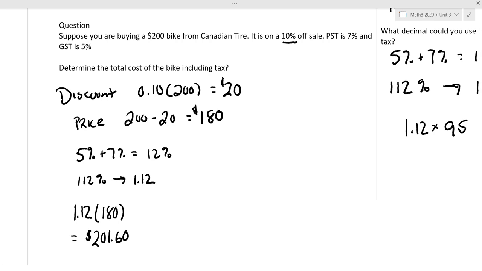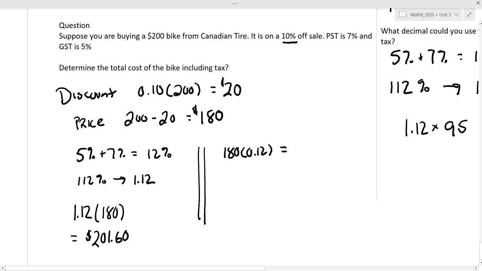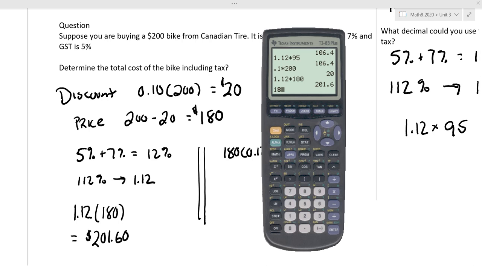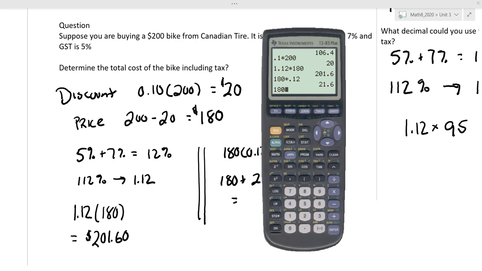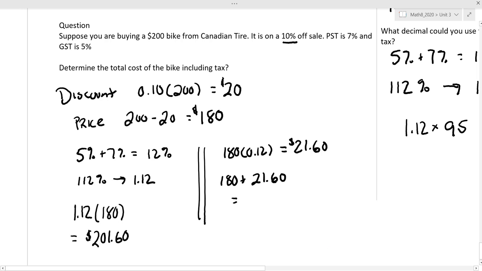That makes sense, right? Now, if you don't like doing that 12%, adding 100%, you could have just said, hey, 180 times 0.12 and done it in two steps. 180 times 0.12. You can say, hey, I'm paying $21.60 in tax, and the price of the bike was 180. So 180 plus 21.60 is going to be the same answer. Hopefully, if the math is all good. It's $201.60.